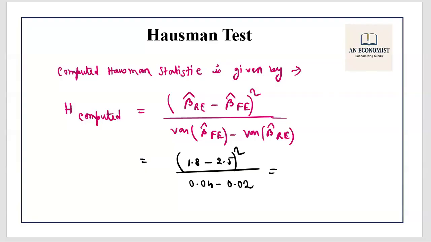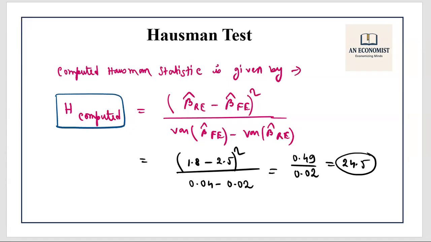Right now, if you compute, I have already done this. This will be 0.49. This will be 0.02. If you do this calculation, this will come out to be 24.5. So 24.5 will be the computed H statistic. It is the computed value.